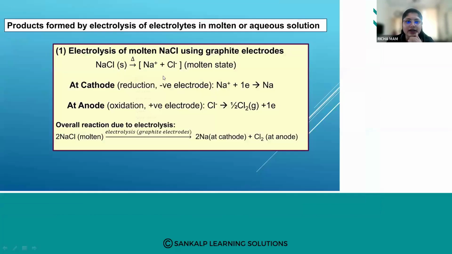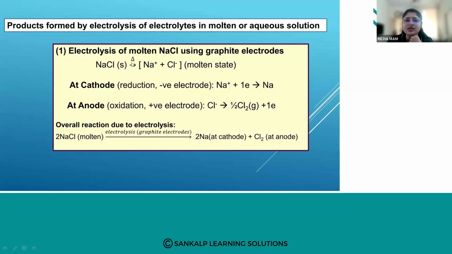So in the last class we had discussed the electrolysis of molten NaCl using graphite electrodes. Your two electrodes are made of graphite, which is nothing but an allotrope of carbon. So the two electrodes are made of carbon, that is, graphite electrodes. They are dipped in the molten solution of NaCl, that is, sodium chloride.